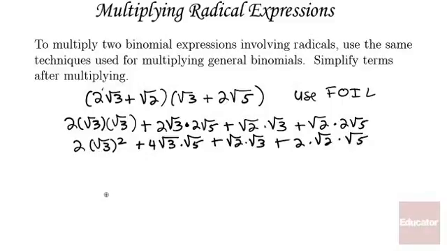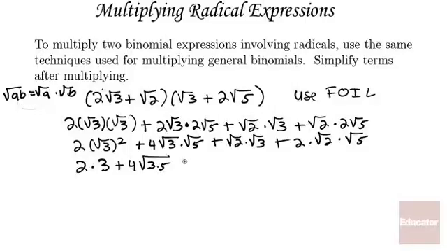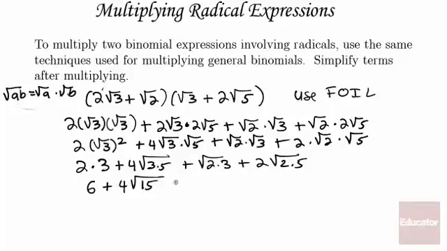Then I'm going to use the product property. Remember that the product property tells me that the square root of AB equals square root of A times the square root of B. Multiplying this out, remember also that a radical times itself is the radicand. So this is going to be 2 times 3. I'm using the product property, going from right to left this time. Plus radical 2 times 3, plus 2 radical 2 times 5. Okay, now it's just some arithmetic. 2 times 3 is 6 plus 4 square root of 15 plus the square root of 6 plus 2 the square root of 10.